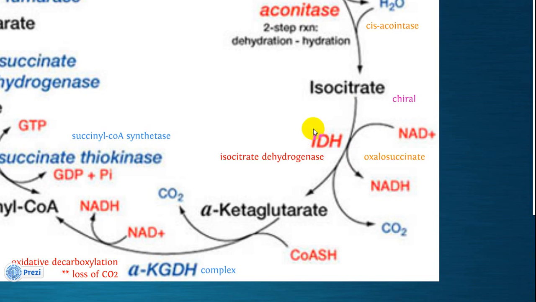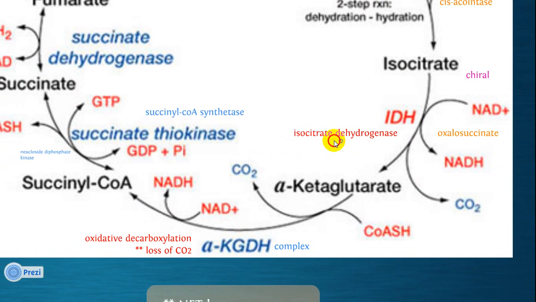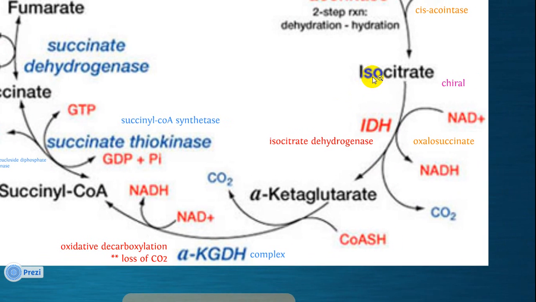Also, this enzyme will take a CO2 from the isocitrate and move it outside the cycle. So this type of enzyme can also be called an oxidative decarboxylase. Why? Oxidative, because it took an H plus from the isocitrate and gave it to NAD plus. Decarboxylation means loss of a CO2, and this enzyme can do those two functions.